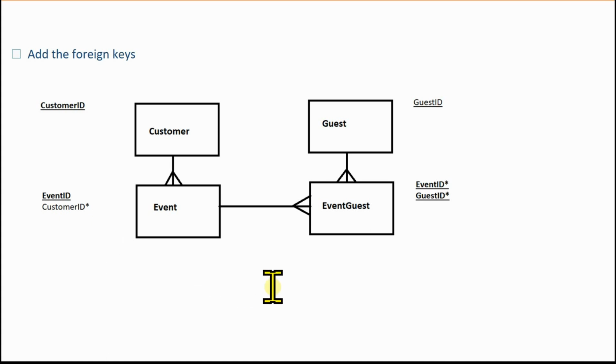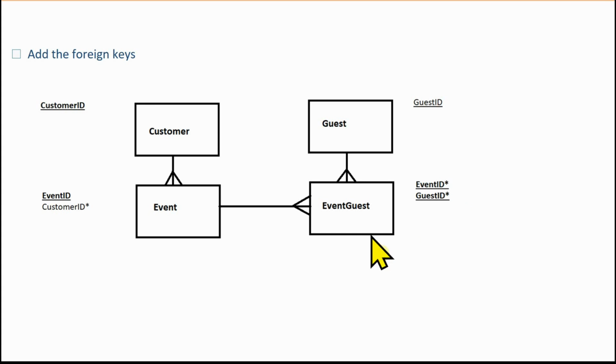Let's have a look at the relationship between guest and event guest. We know a guest can book many events, so it's guest to event guest. There's the many. We need to go to the one side of the relationship, guest, take a copy of the primary key, put it in event guest as a foreign key. Now that guest ID is already there because it's part of the primary key, so all we need to do is put the asterisk behind it.